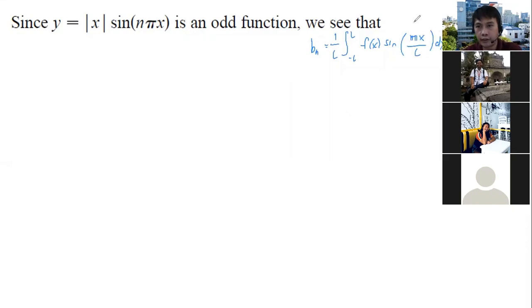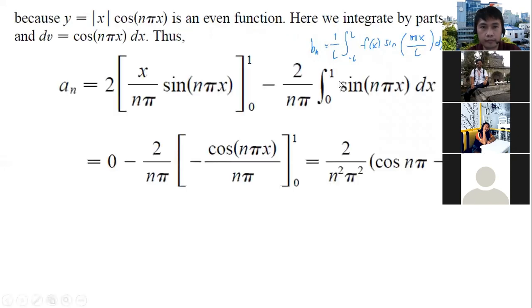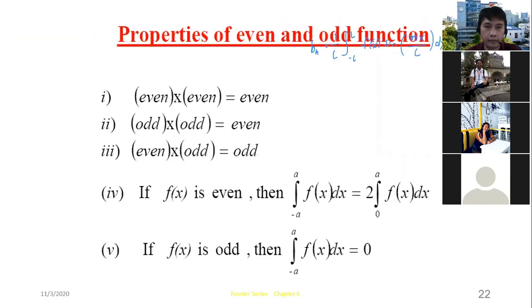Okay, so again, the given function for this given example is absolute value of x. Our L here is 1, so 1 over 1, the integral from negative 1 to 1. Okay, this is the absolute value of x times sine n pi x over 1 dx. So absolute value of x is an even function, while sine n pi x is an odd function. Okay. So recall, so even times odd is odd, no?